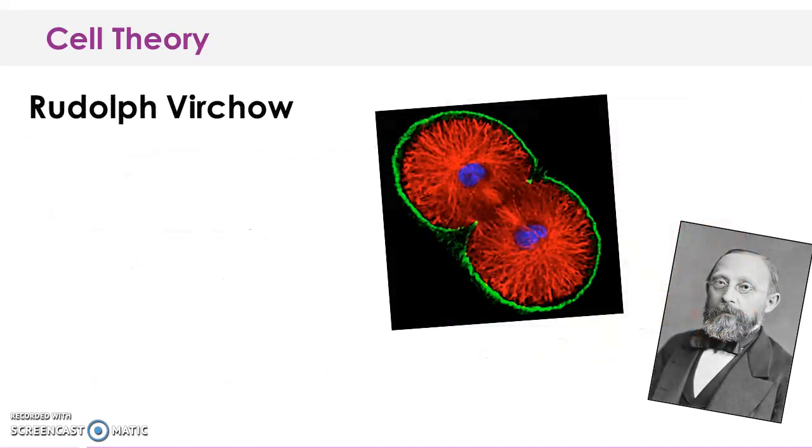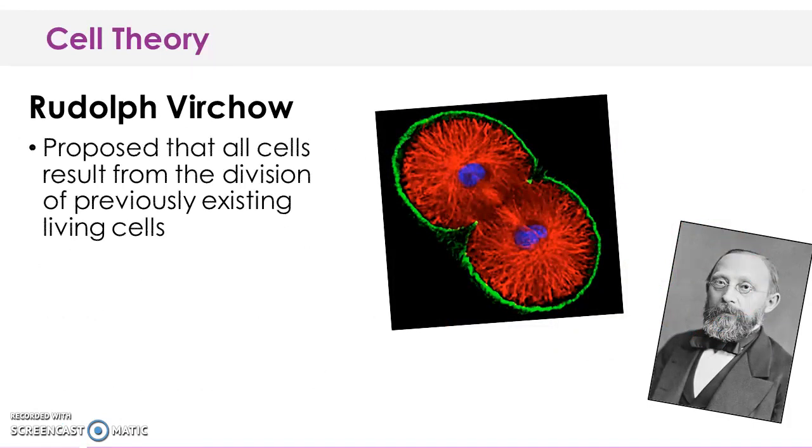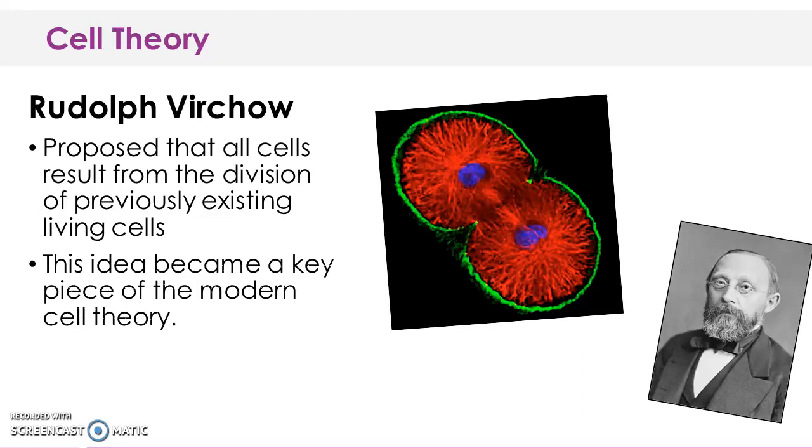This is where a man named Rudolf Virchow comes into play. Rudolf Virchow proposed that all cells result from the division of previously existing living cells. This idea became a key piece of the modern cell theory, and it was very different from previously existing ideas that people had about where life came from. One of those was spontaneous generation, which was that these living things would just come out of nowhere.